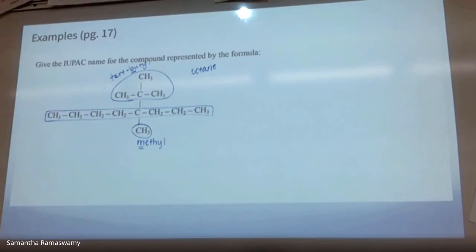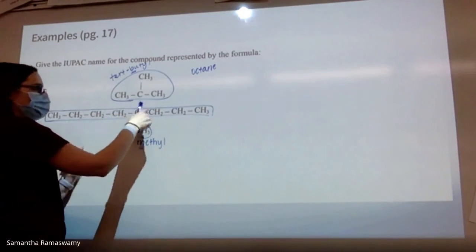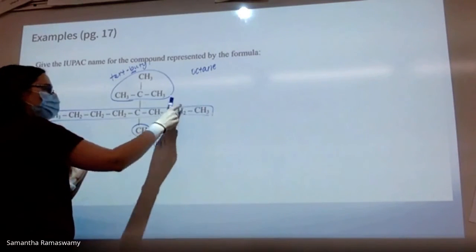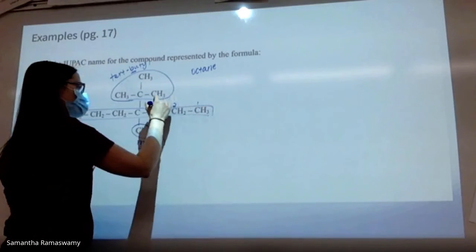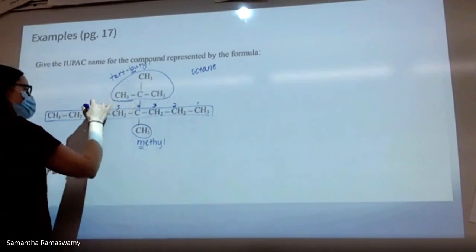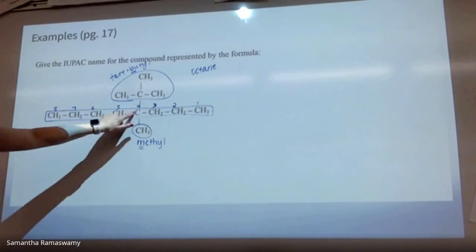Now again, we have to number. We need to know what carbons these are on. If I start from the left side, this is the 5th carbon. If I start from the right side, this is the 4th carbon. You want the lowest numbers possible. So I'm going to start from the right in numbering. So both of these are attached to carbon 4.